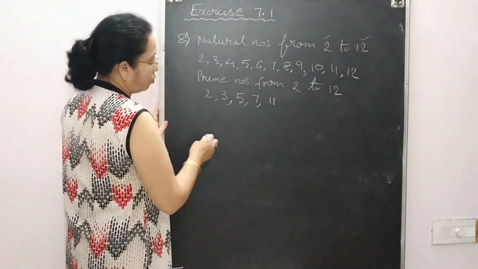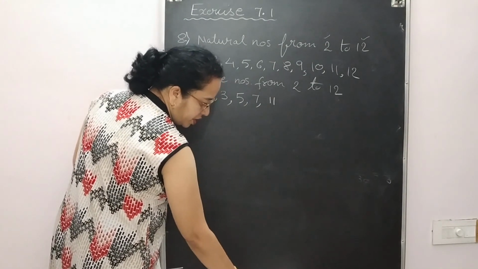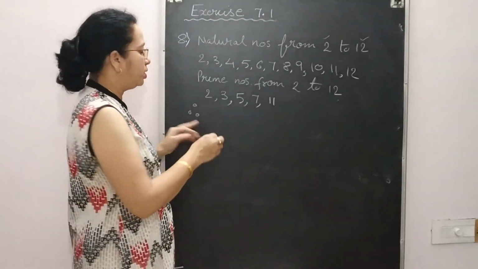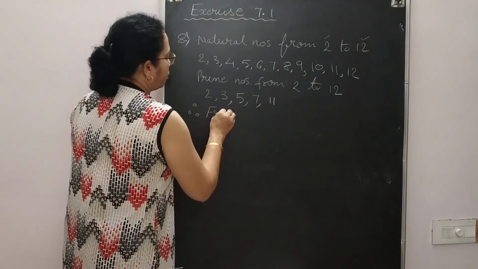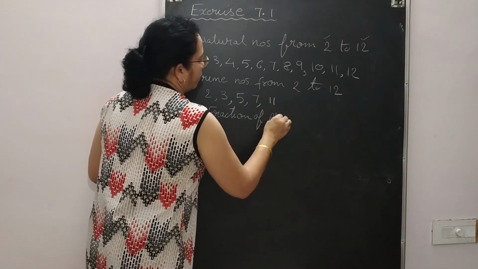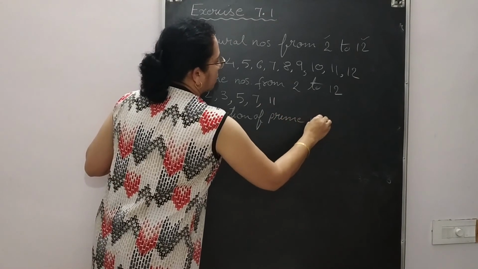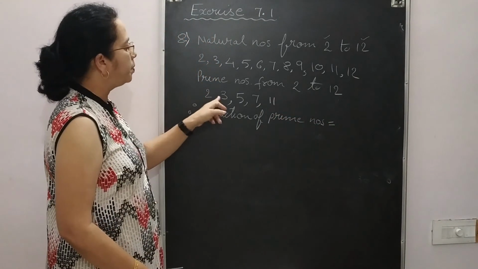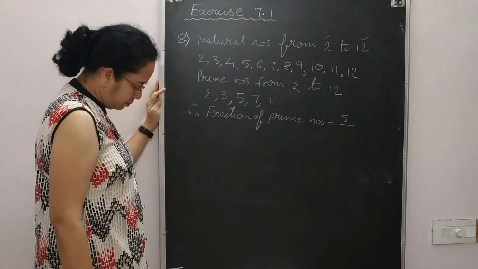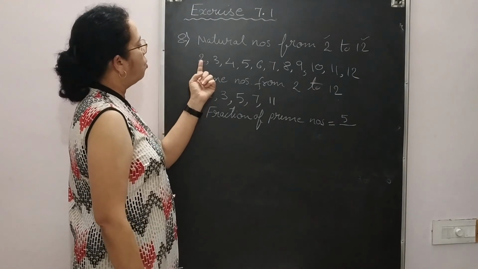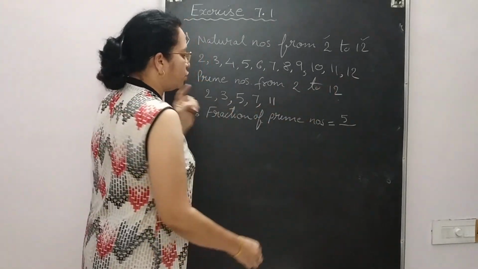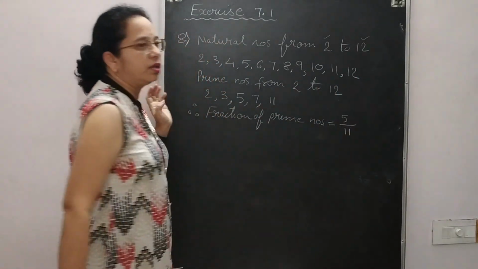Now we need to find out the fraction. Okay, so what is given here? Fraction of prime numbers. Therefore, the final statement we always write with therefore. Fraction of prime numbers. So you can find out how many prime numbers are there? 5. Okay, and total how many numbers are given over here? You can count 1, 2, 3, 4, 5, 6, 7, 8, 9, 10, 11. So 5 upon 11 we have written in the form of fraction.